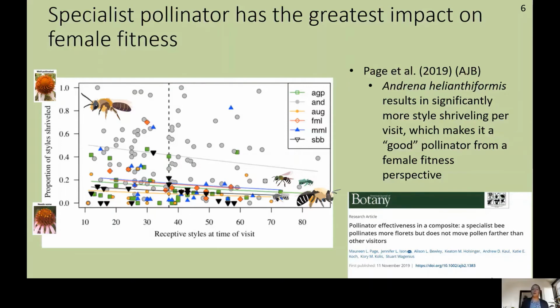But our one major trend appears to be that the gray dots, which represent our specialist pollinator Andrena, are much higher up than the rest of the pollinators on average. So this shows that per visit, Andrena results in significantly more style shriveling, so it is a quote-unquote good pollinator from a female fitness perspective.